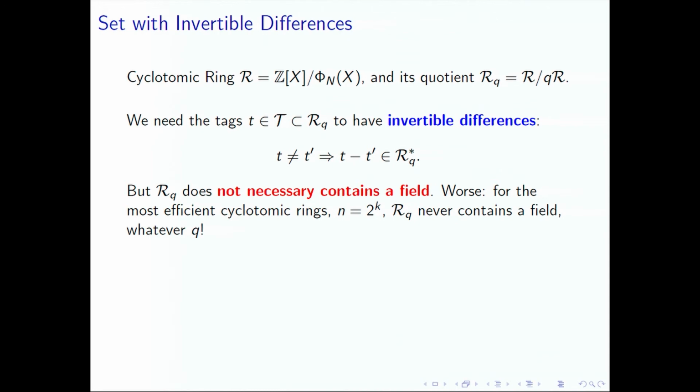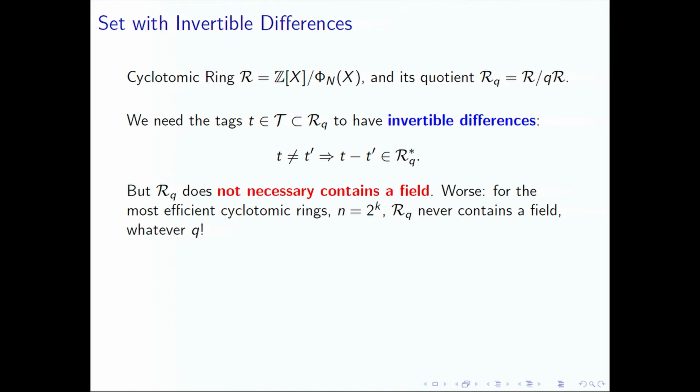This idea does work, but there are a few technicalities. One of the technicalities is the following. For this construction of ABO, we need this property of invertible differences. We need that if two coefficients are different, their difference is invertible. And that's not always the case in rings. Not all elements are invertible. So we could do it easily, for example, if our ring contains a subfield large enough. But it does not necessarily happen.